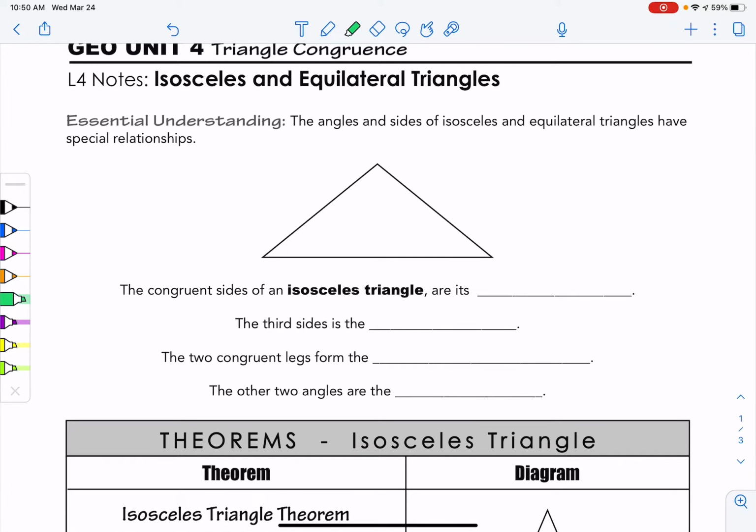Today we're learning about isosceles and equilateral triangles. First, we're going to review what an isosceles triangle looks like. An isosceles triangle has two congruent base angles.